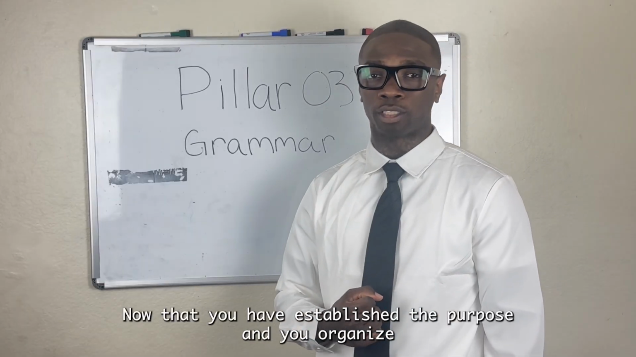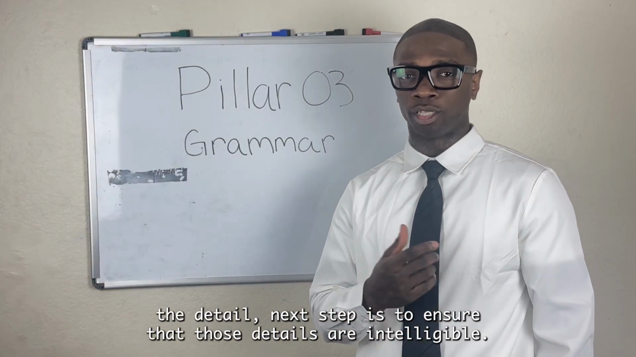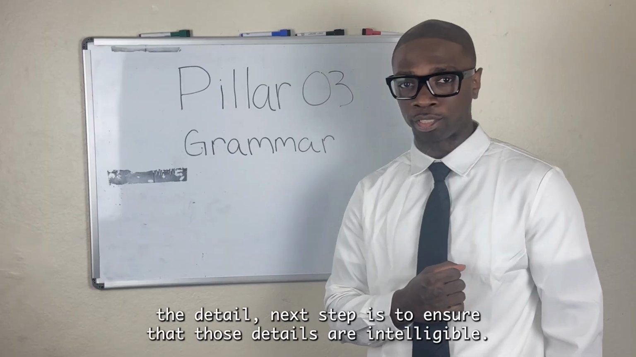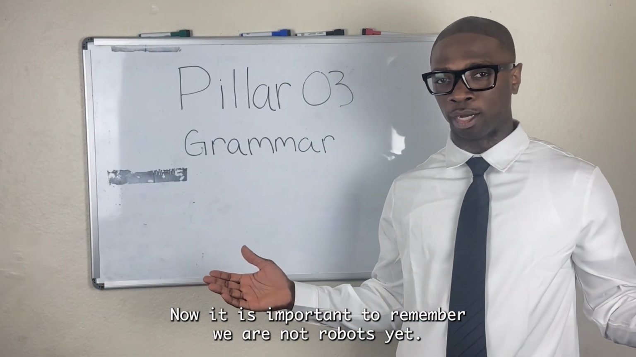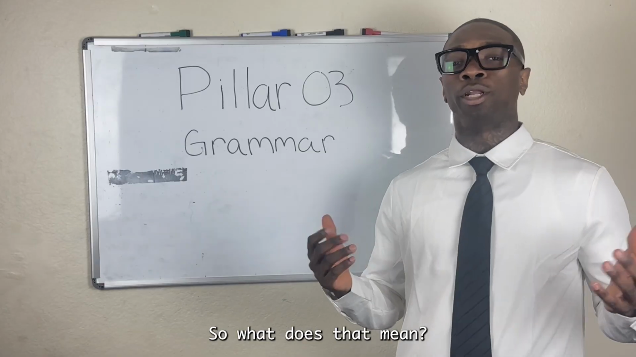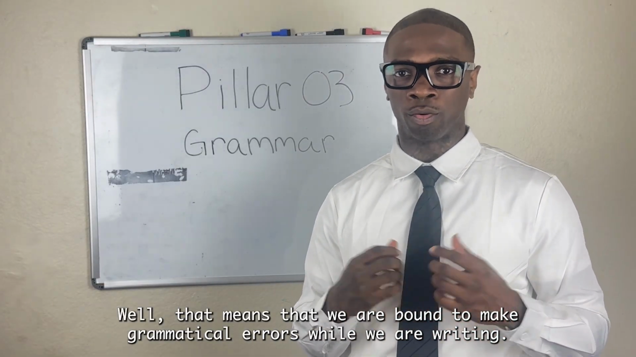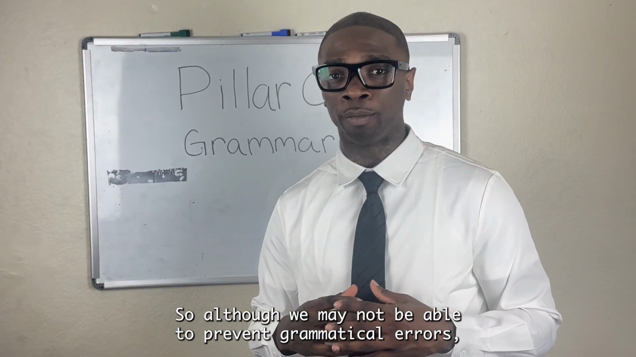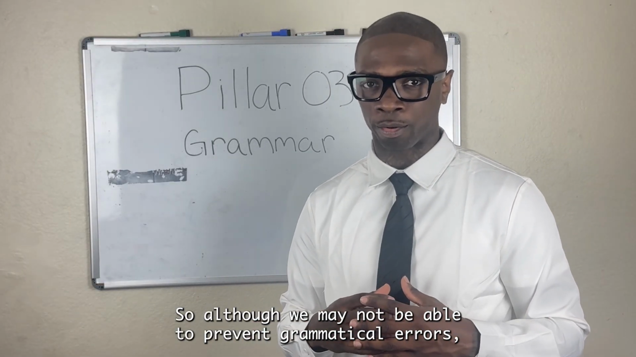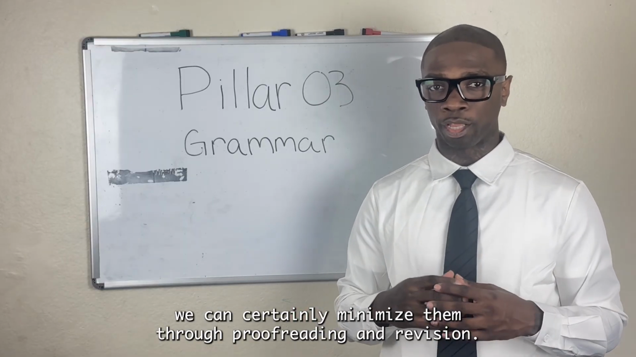Now that you have established the purpose and you organize the detail, next step is to ensure that those details are intelligible. Now, it is important to remember, we are not robots yet. So what does that mean? Well, that means that we are bound to make grammatical errors while we are writing. So, although we may not be able to prevent grammatical errors, we can surely minimize them through proofreading and revision.